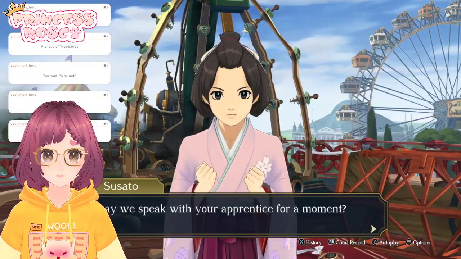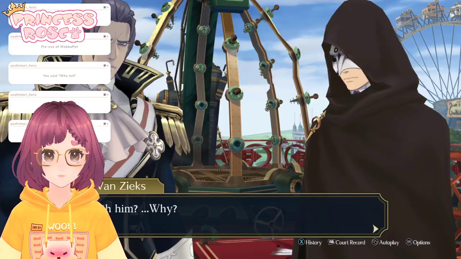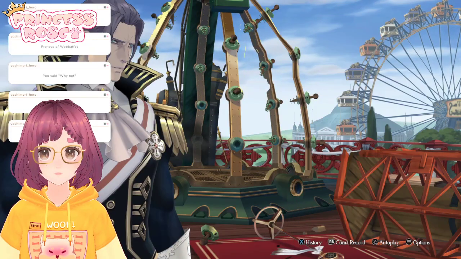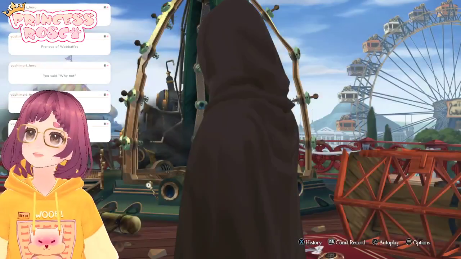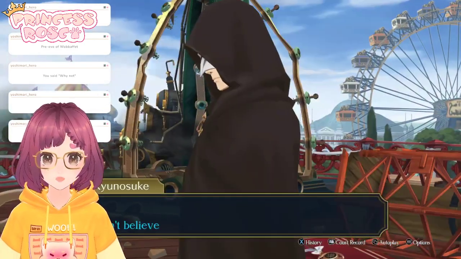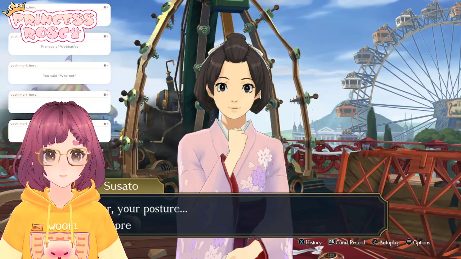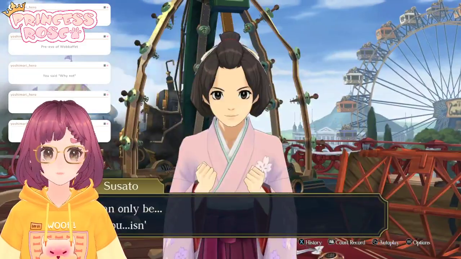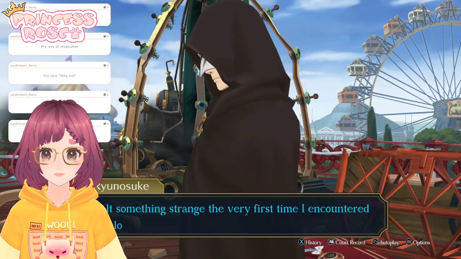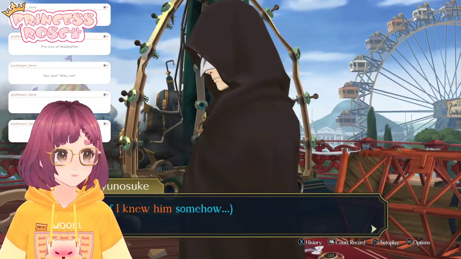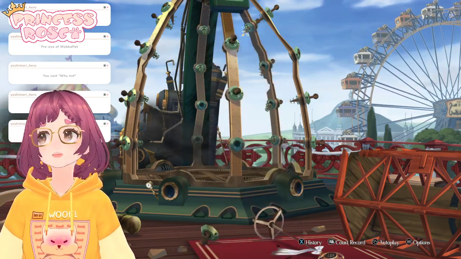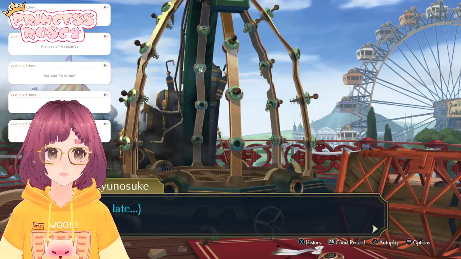Lord Van Zeeks, may we speak with your apprentice for a moment? With him? Why? Healer Kazuma-sama! Yes, it does look like him, doesn't it? Kazuma? He spoke. I don't believe it. He spoke. Your posture, your presence. It can only be. It's you, isn't it, Kazuma-sama? I felt something strange the very first time I encountered this cloaked figure. As if I knew him somehow. From the place! Can it really be you, Kazuma? No, come back! Wait! Too late.